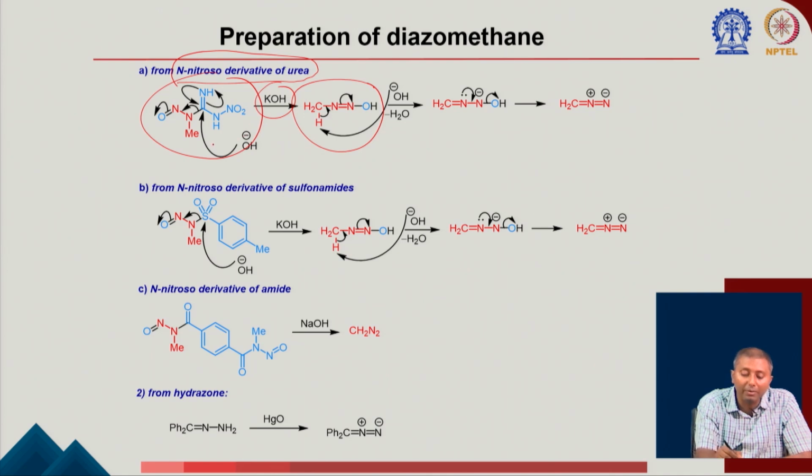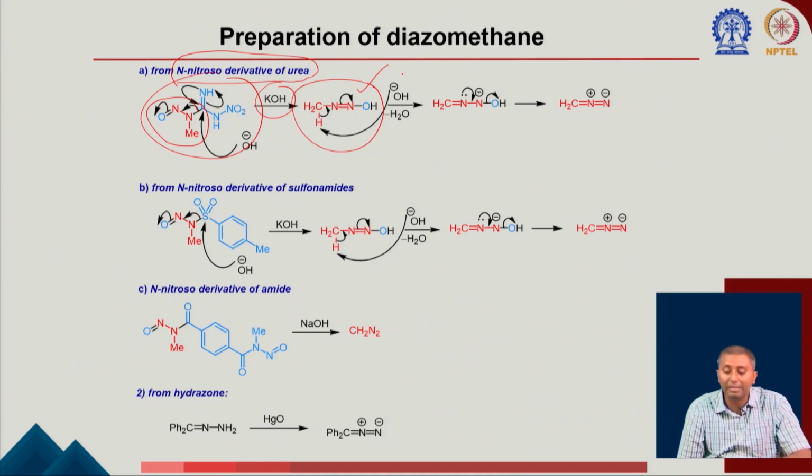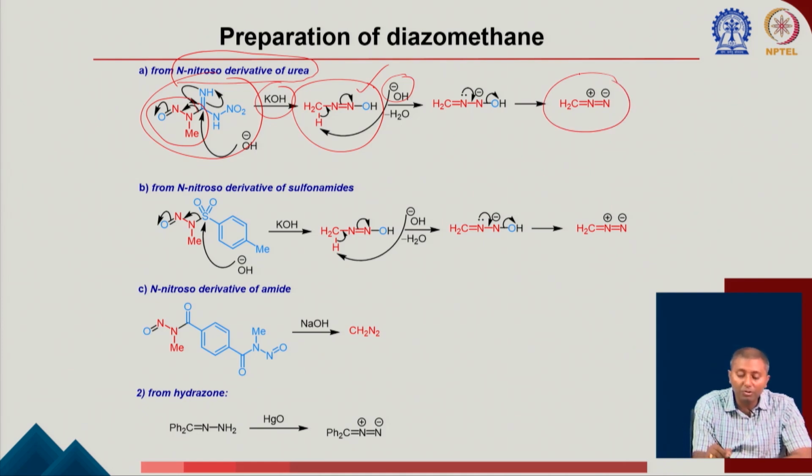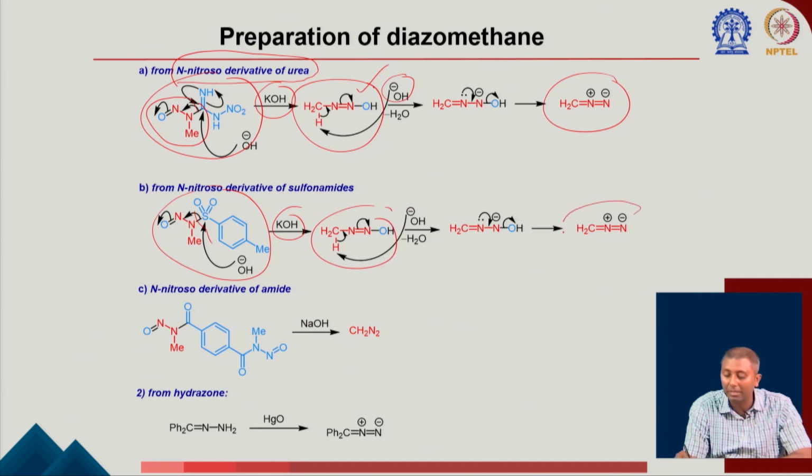The OH minus is attacking here, and then you can see it will form the N minus, then it is going to come back and get rid of this part, which can take a proton to form this intermediate. Now once this is treated with a base, it is going to abstract this proton and form this N minus, and then this lone pair of nitrogen can form this N double bond N to finally form the diazomethane. From the N-nitroso derivative of sulfonamides, very similar thing is happening here, in place of KOH, it is cleaving this bond, forming this intermediate and finally forming diazomethane.